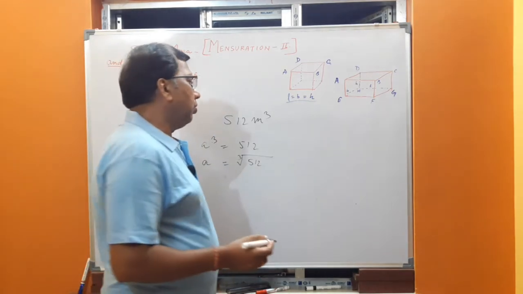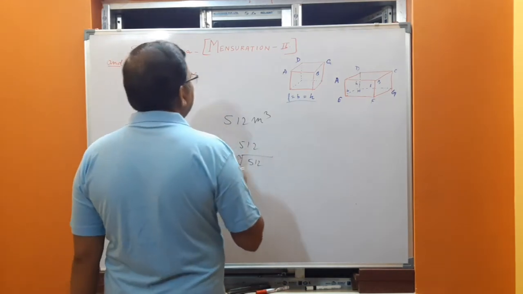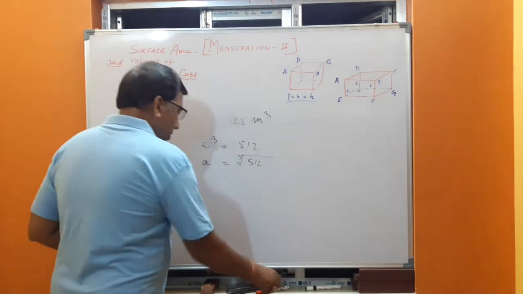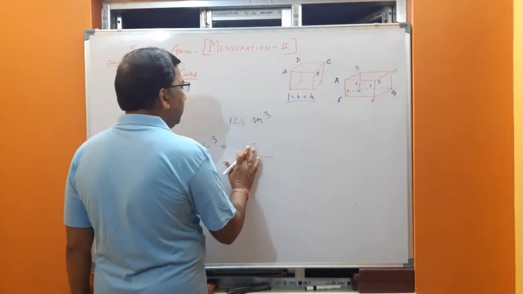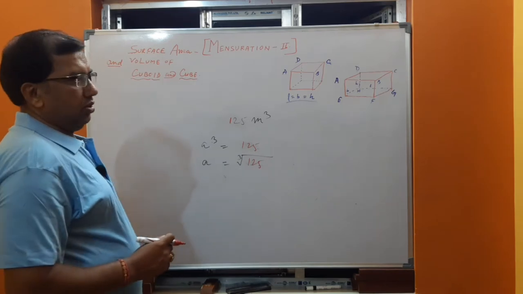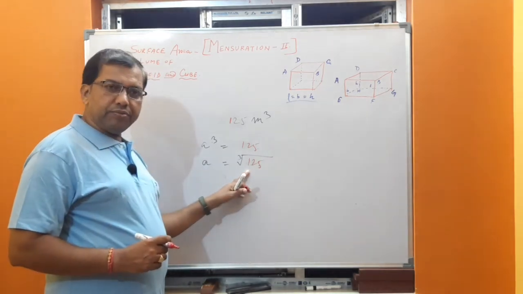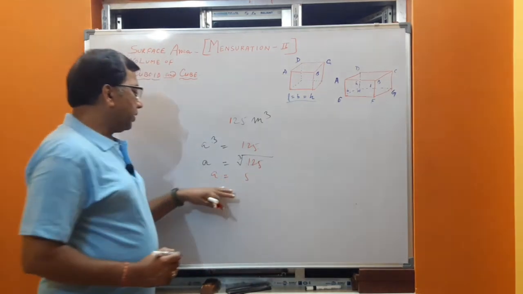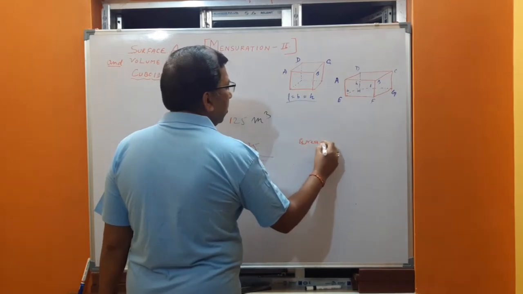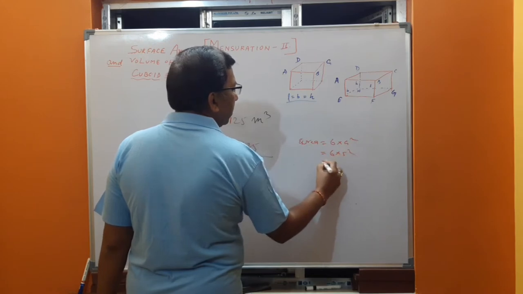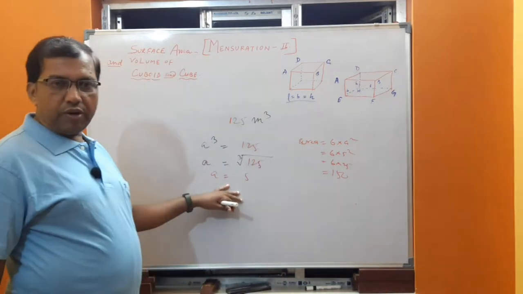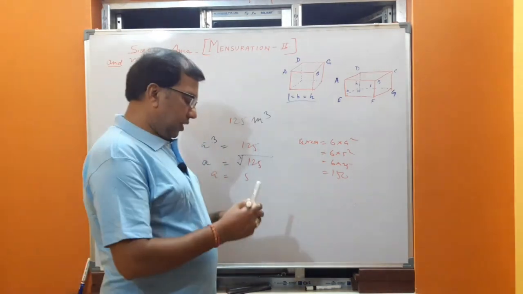So, what will be the answer? If it is not possible, I am giving an easy one. Suppose it is 125. What will be the cube root of 125? 5. So A equals 5, side found, then total surface area is 6 into side square, that is 6 into A square, 6 into 5 square, 6 into 25, the answer is 150 square unit. So, volume given, side you can find out and also the area. Clear? In this way, the sums come.